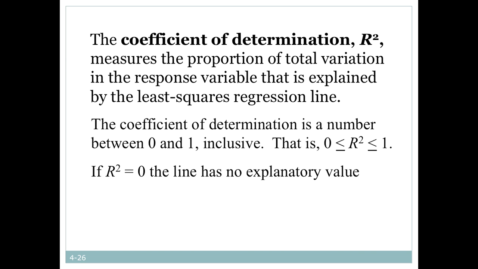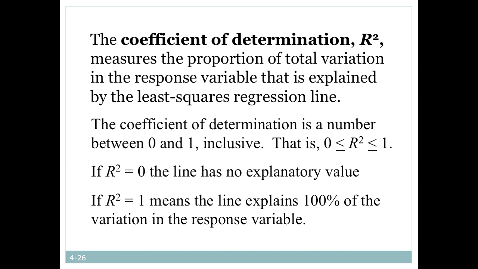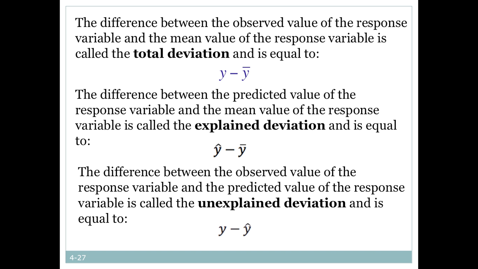If you have an r squared value of 0, that means your line really provides no explanatory value. It's not useful. If you have an r squared value of 1, it means your line explains all of the variation in the response variable, so it's a perfect model. It's not very likely that you're going to get a line that explains none or everything. Somewhere in the middle is more typical, but those are your benchmarks to work from.